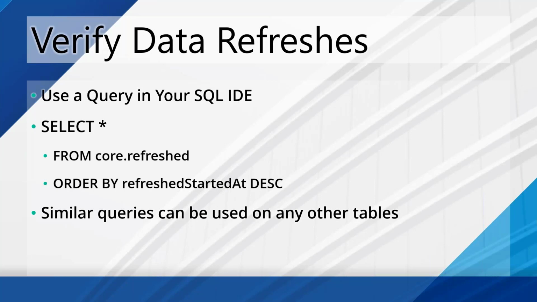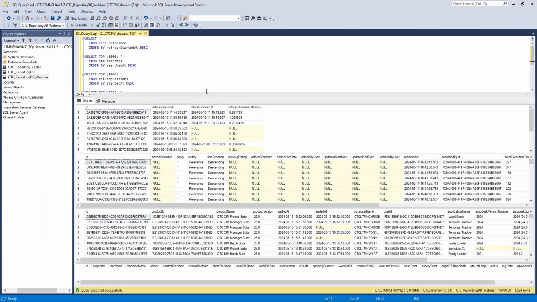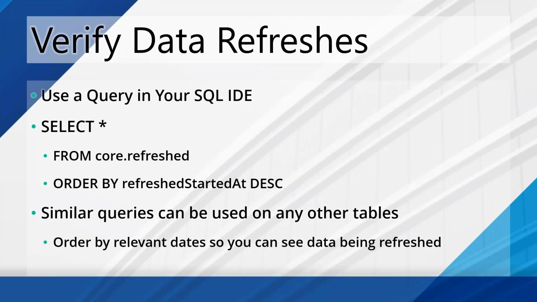You can always take a look at your data and find that out, but you can order by that and then just see what the latest and greatest data is. What I have today here is, and actually I should just pop that forward, order by relevant dates. So you can see the data being refreshed as this takes place.